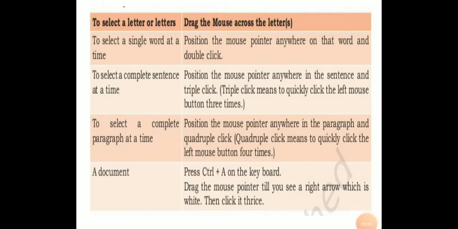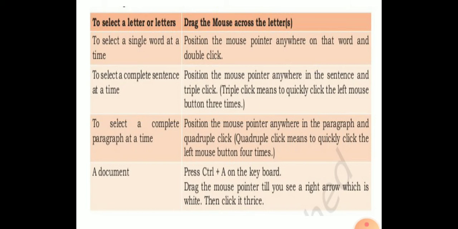Position the mouse pointer anywhere on that word and double click. What you have to do is just position the mouse pointer on the word which you have to select and double click, and the word will get selected. To select a complete sentence at a time, position the mouse pointer anywhere in the sentence and triple click.